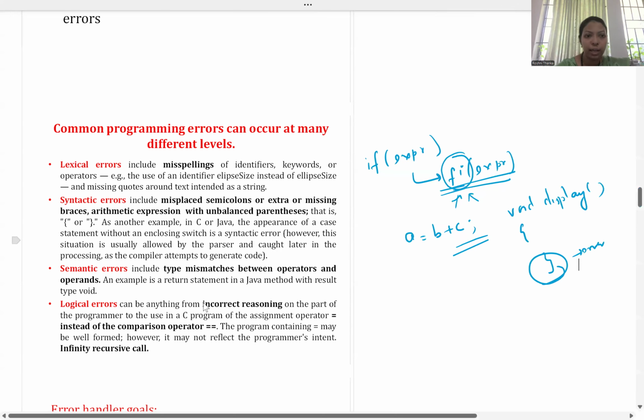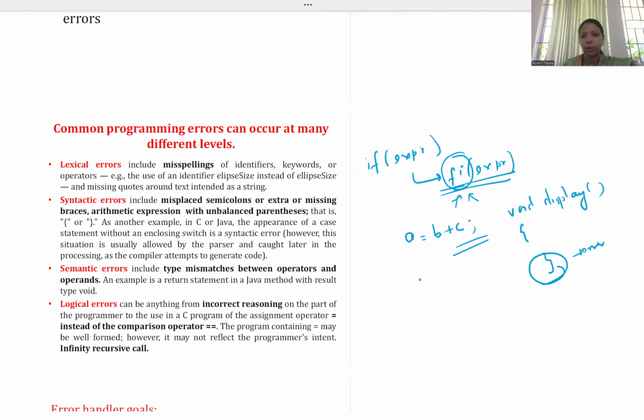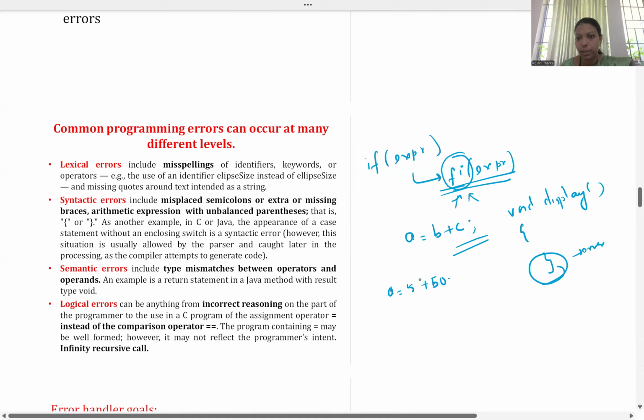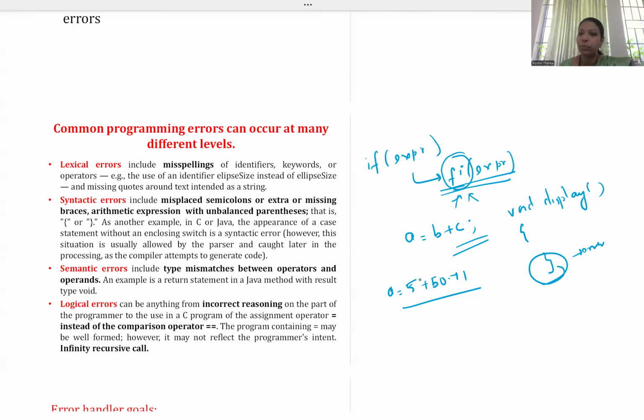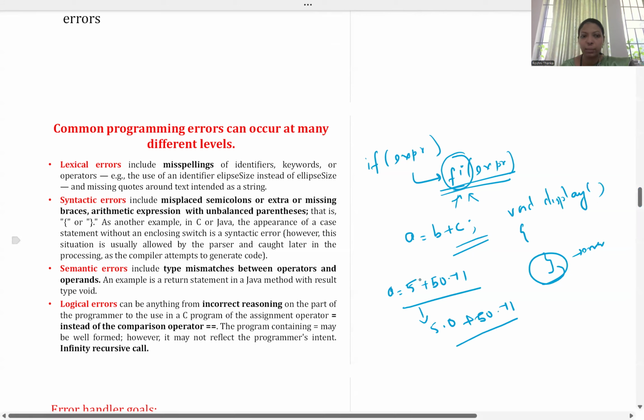Semantic error. What is a semantic error? For example, I have A equal to 5 plus 50.71. This cannot be done. 5 is an integer, 50.71 is a floating point. So I have to make both of them the same data type. I have to convert 5 into 5.0, then I will do the addition with 50.71. This kind of meaningful or logical checking can be done in semantic errors. So this kind of error is a semantic error.